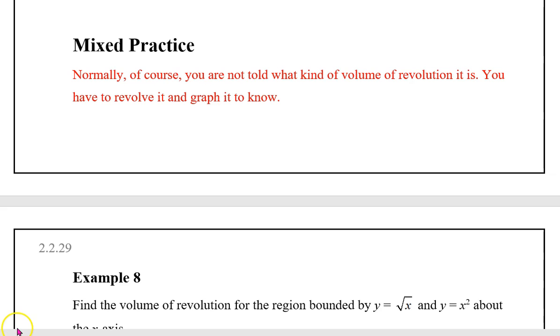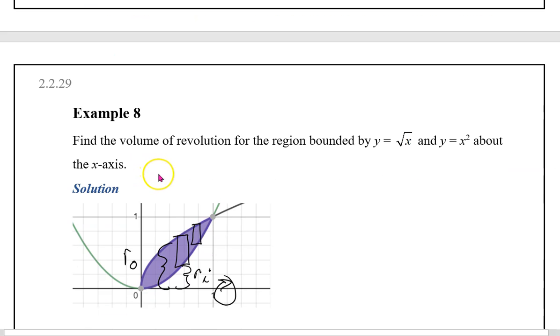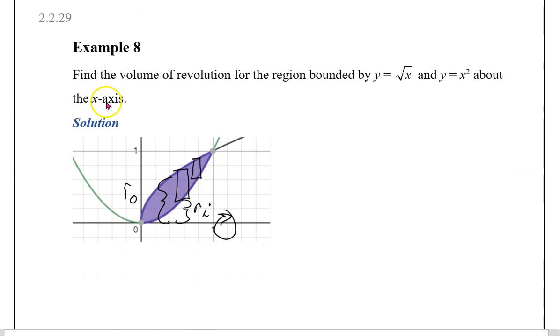Let's take a look at this example, which is example 8 in our notes. Find the volume of revolution for the region bounded by y equals the square root of x and y equals x squared about the x-axis. When we graph y equals the square root of x, pictured here with the black curve, and y equals x squared, pictured here with the green curve, we can see that there is a region that is trapped between the two curves, which here is shaded in purple.